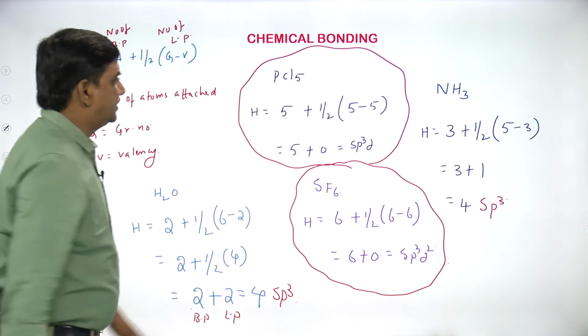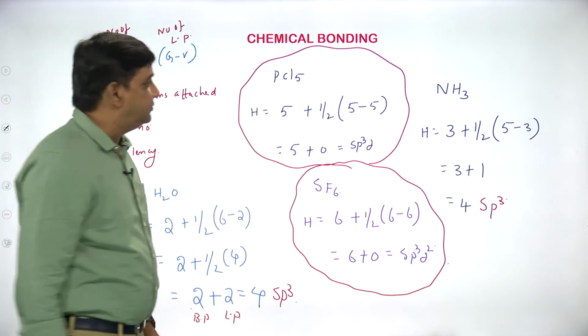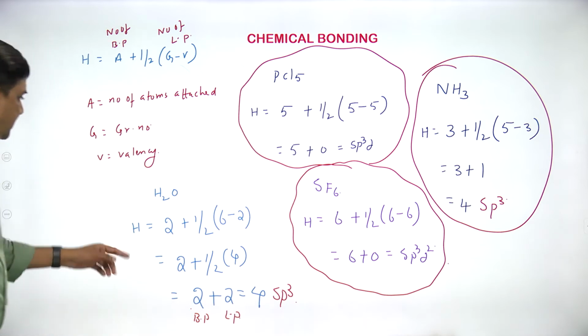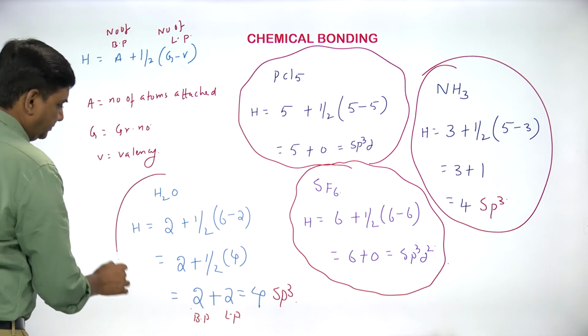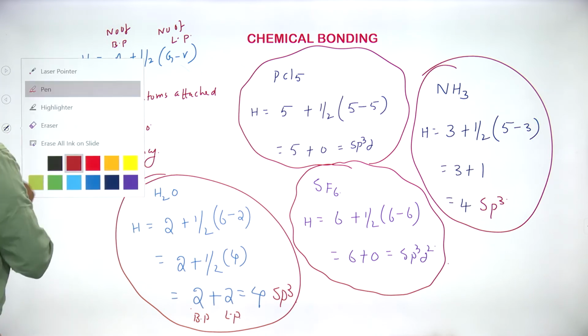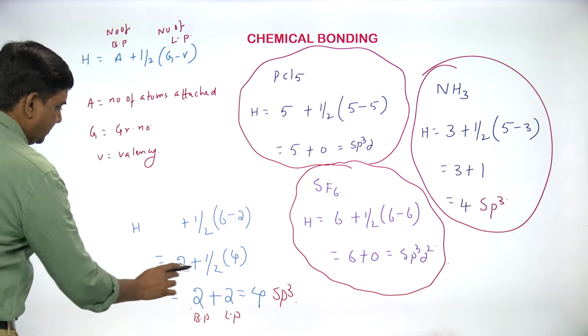Right, children. See, this is PCl5, this is SF6, this is NH3, and this is H2O. Now we remove H2O, as we have already seen it.